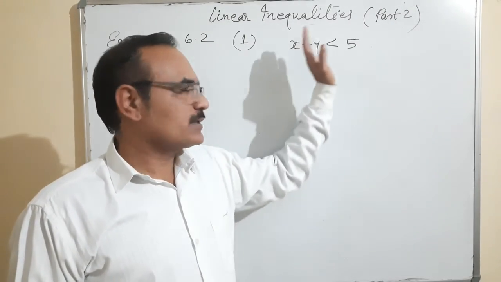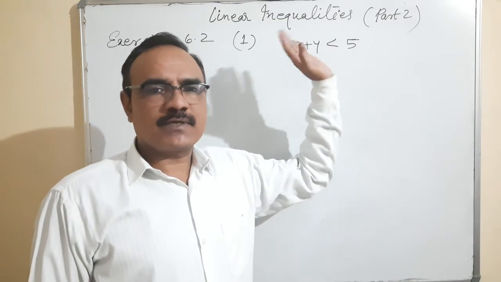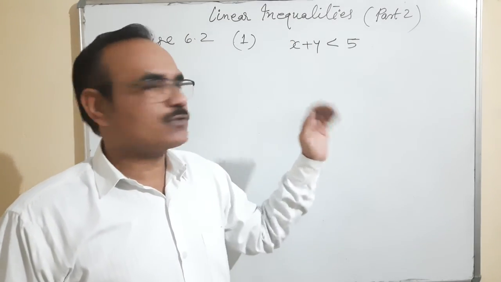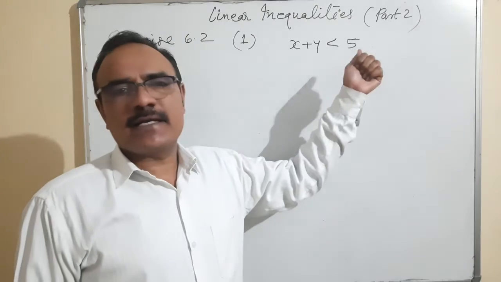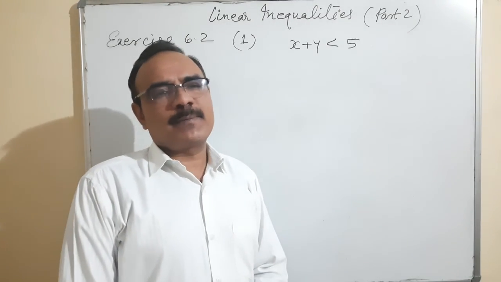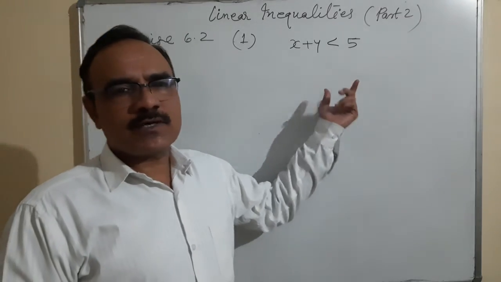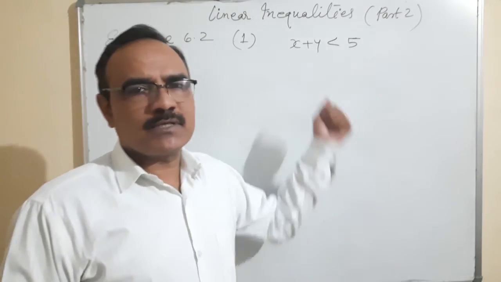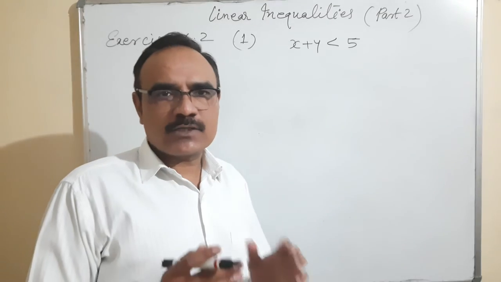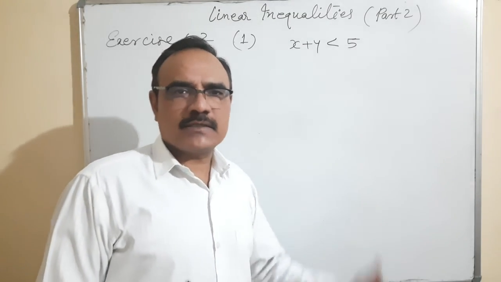Okay. So we are aware of this in terms of lines, in the previous exercise we have understood the meaning of strictly less than and less than. Okay. For graphical representation, what we have to do, first of all, we are finding the corresponding equation of this inequality.